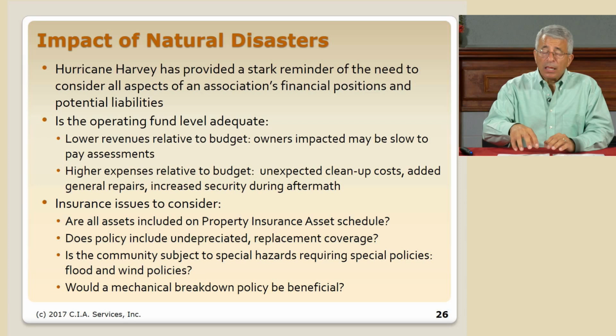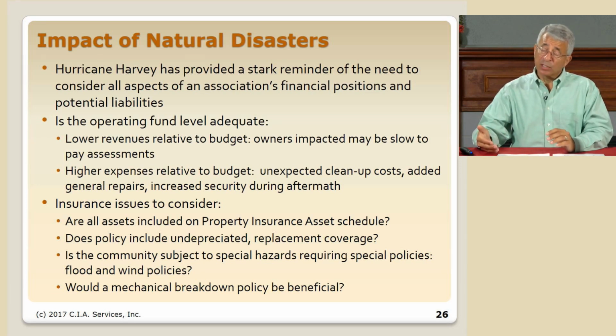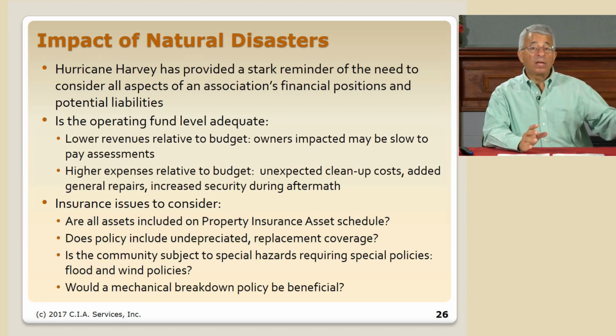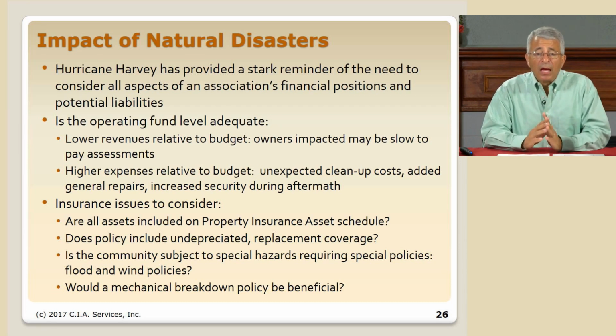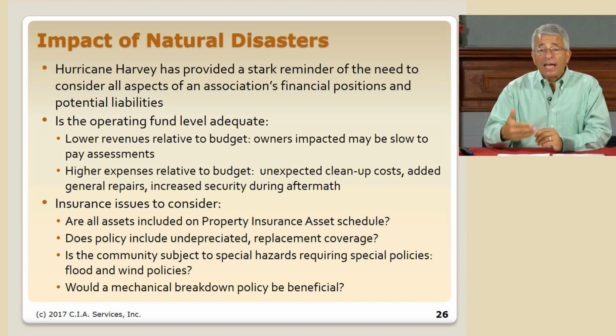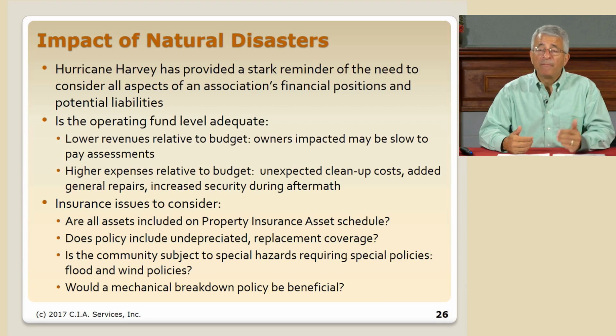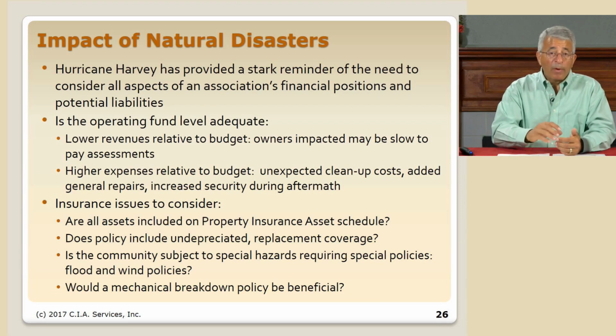The things we always need to consider as part of the super budgeting process and business planning process is: is our operating fund at adequate levels? We had talked about how we calculate the things we can control and things of that sort. If we have a natural disaster, that is a situation where our revenues may drop. We may have people who are displaced. We may have people who are trying to deal with insurance and they can't pay their assessments. They can't do the things they normally would be. So our revenues may drop.